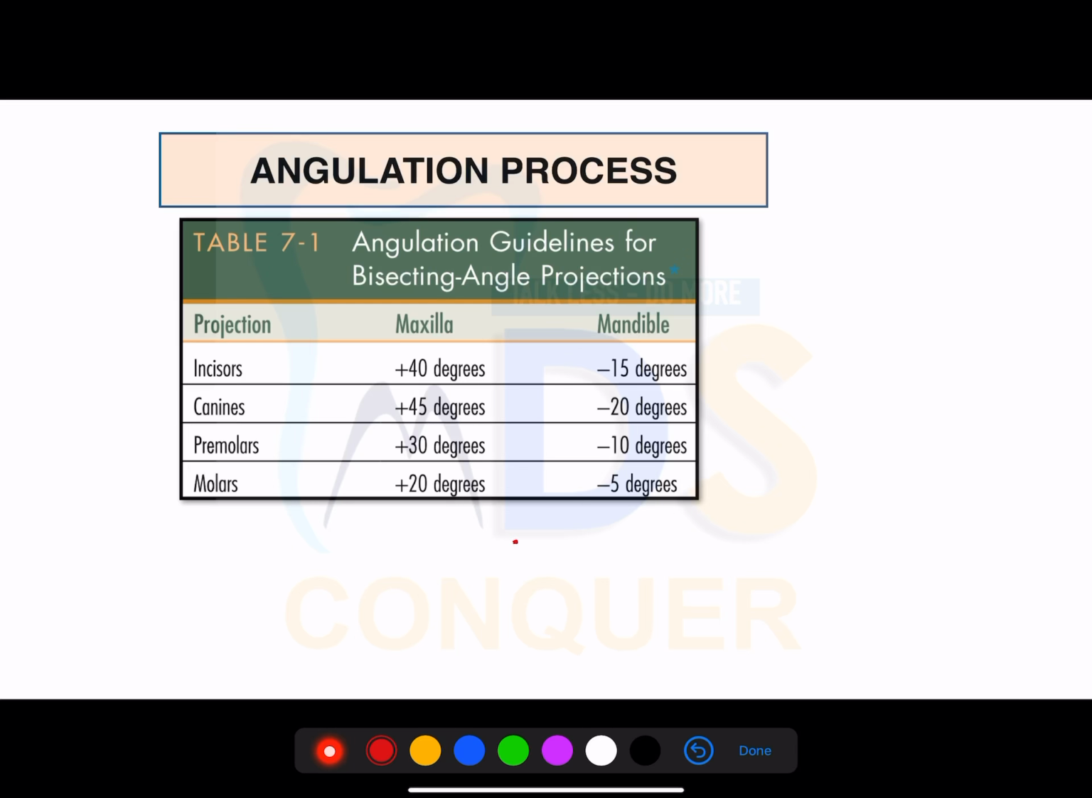And this is the angulation used in the bisecting angle technique. For the maxilla, for incisors it is plus 40 degrees, for canines plus 45, for premolars plus 30, and for molars plus 20. For the mandible it is minus 15 for incisors, minus 20 for canines, minus 10 for the premolars, and minus 5 for the molars. So these are the angulations which are used in our daily routine bisecting angle technique.